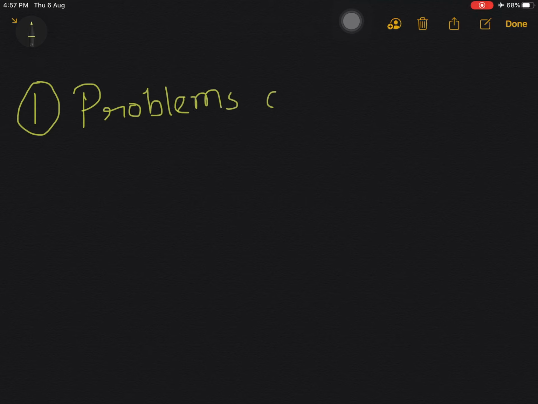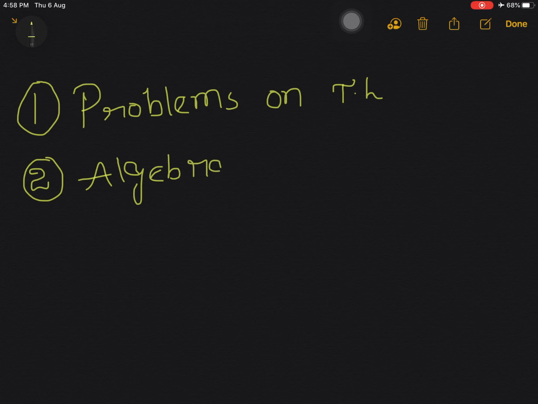The topics which we are going to cover in this lecture: first one, applications of trigonometric limits, that is, problems on trigonometric limits. The second one is algebra of limits. And the first topic is problems on trigonometric limits.